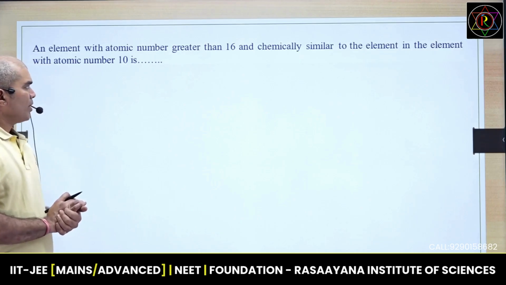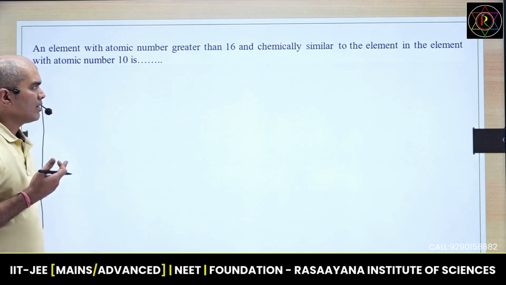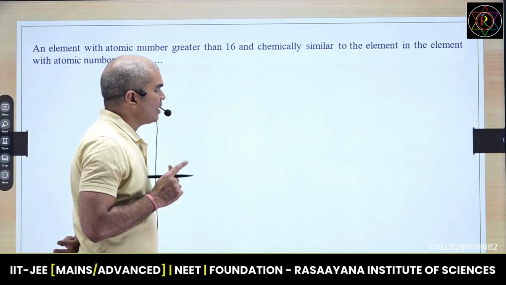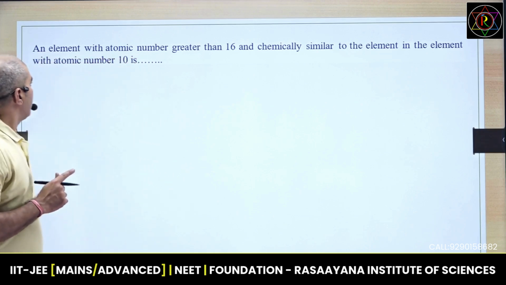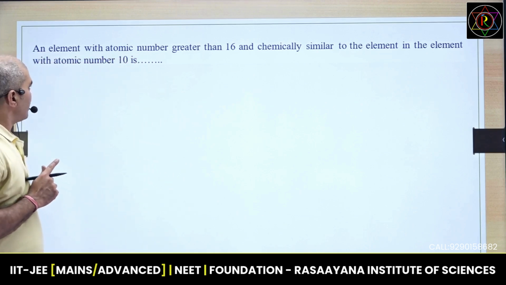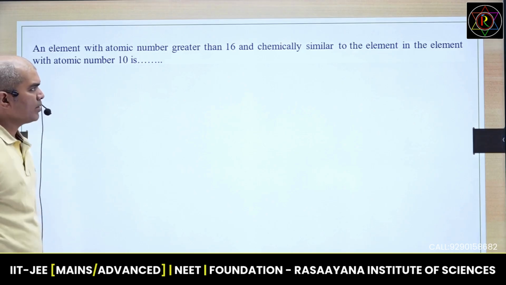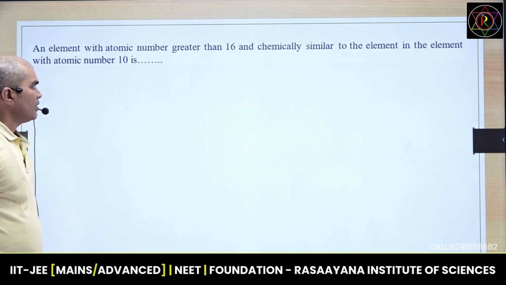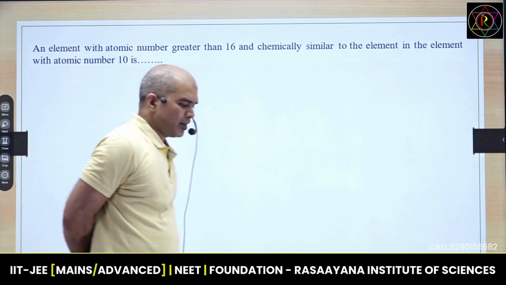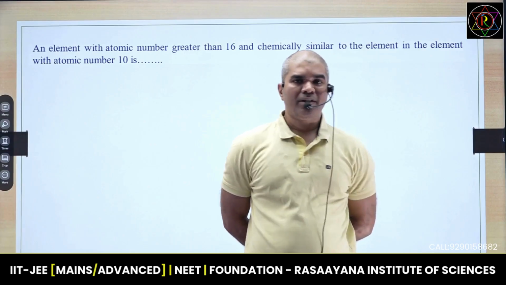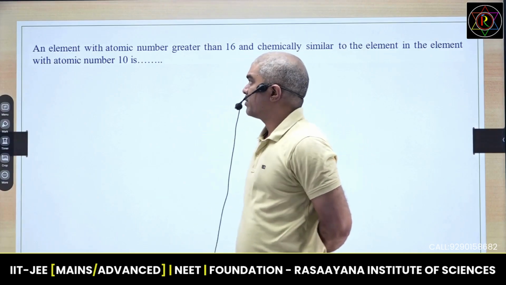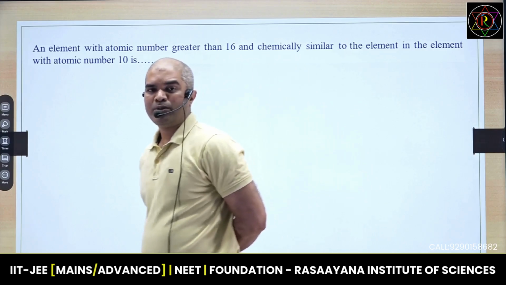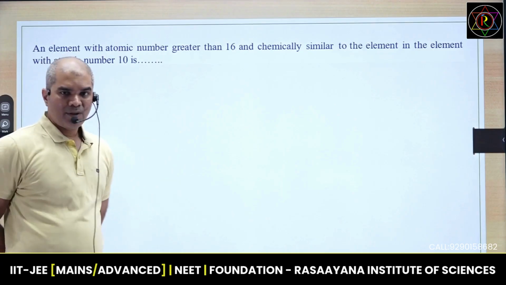An element with atomic number greater than 16, sulfur, greater than sulfur, and chemically similar to the element with atomic number 10 is. So it should be greater than 16 and it is similar to atomic number 10. What could be the element? The element should be greater than 16, similar to 10.